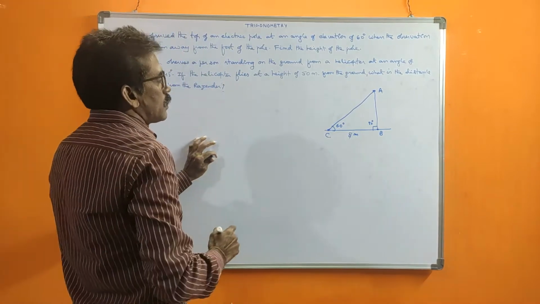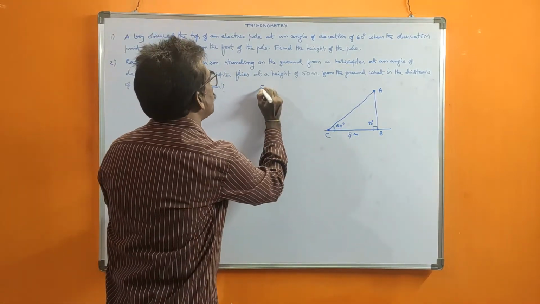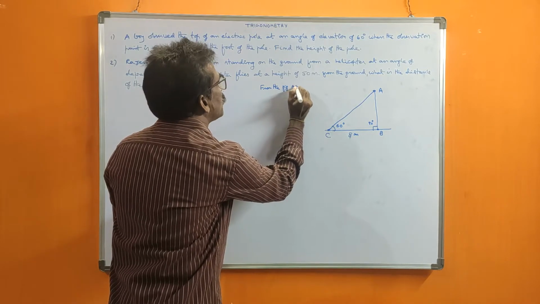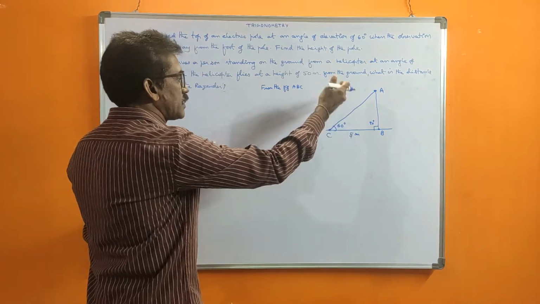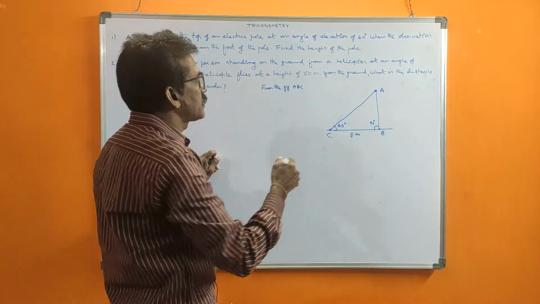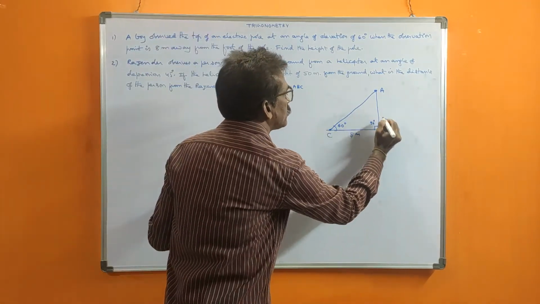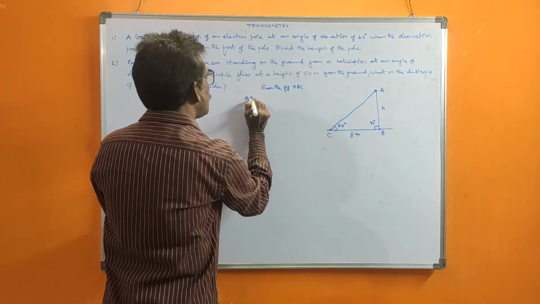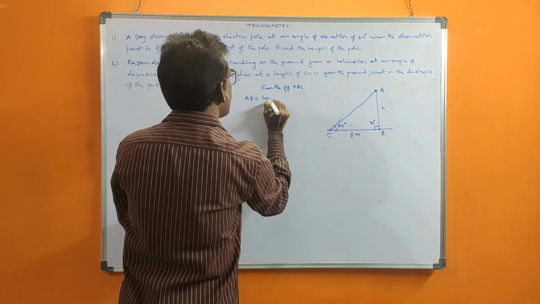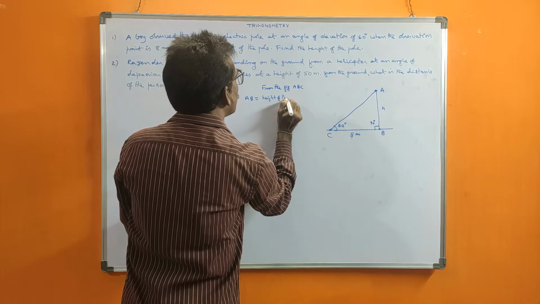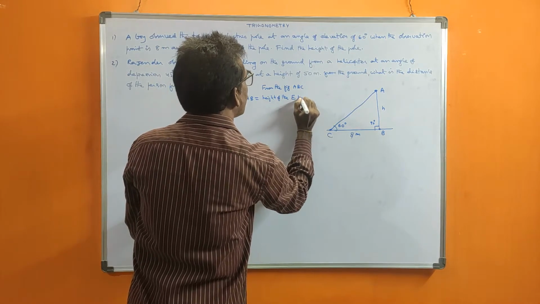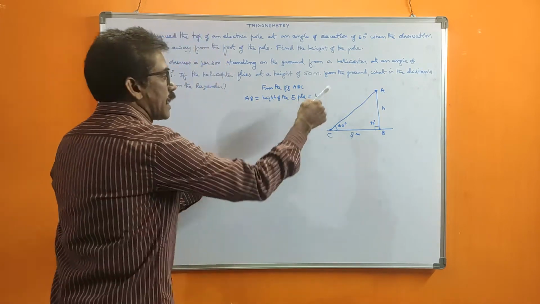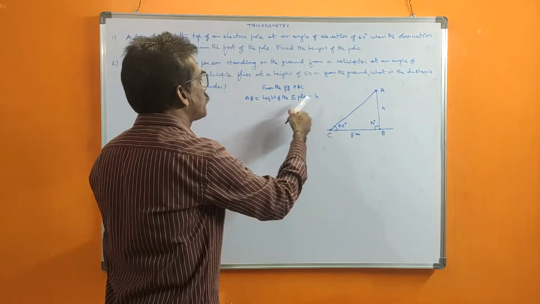Now to solve this problem, first from the figure ABC we write. Based on this figure only we will write everything, considering this only. This height maybe h. So AB is equal to the height of the electric pole, let it be h. Not given now, h. AB is the height of the pole.